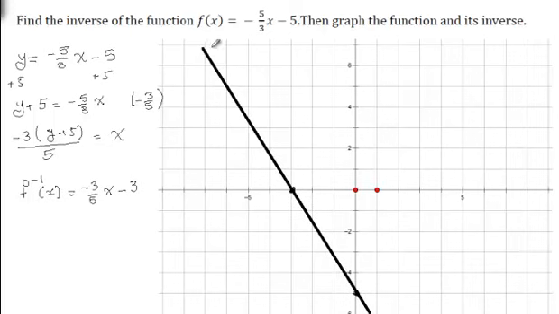We can write here, this is f of x, just to differentiate between the two lines. Now for the other one, we have f inverse of x is equal to minus 3 over 5 x minus 3. Now, what's the y-intercept? It's minus 3.